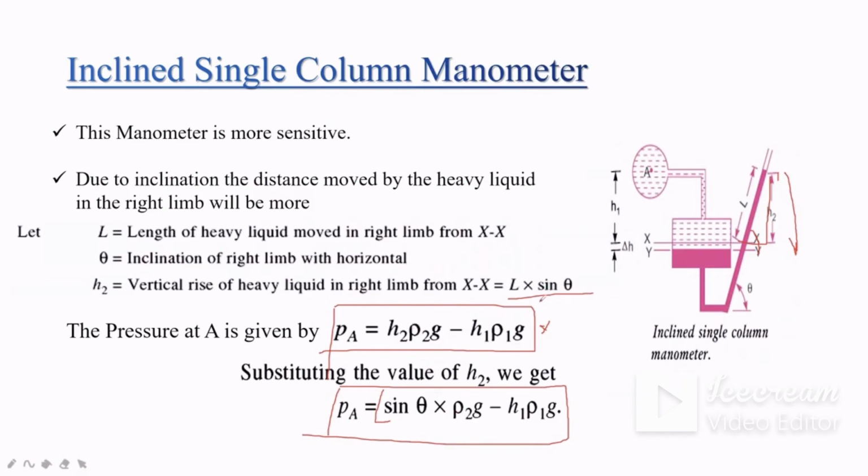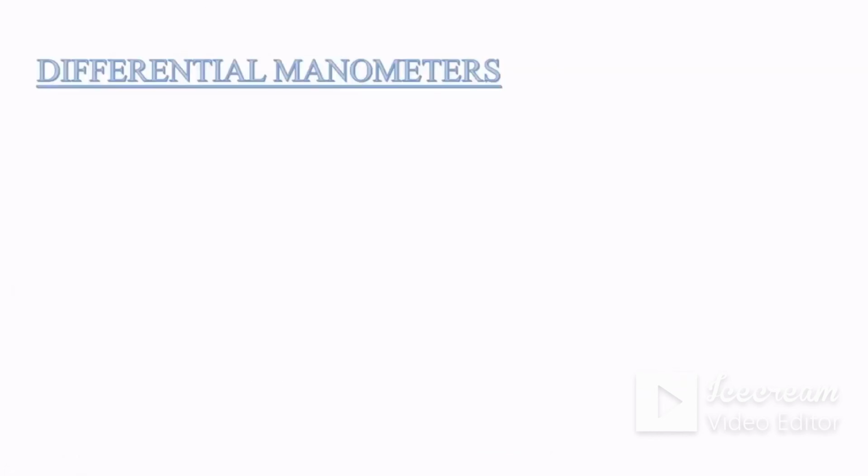Okay, now next we will go. Next is differential manometers. Till now whatever was discussed were simple manometers. In the simple manometers, one end of the limb was open to the atmosphere. Here in the differential manometers, it will not be open to the atmosphere. It will be connected to another system. That is the major difference in the differential manometers.